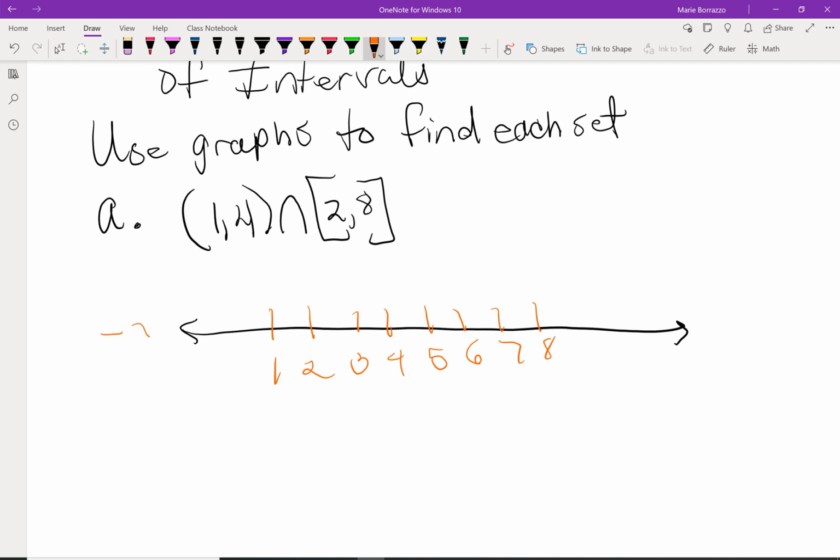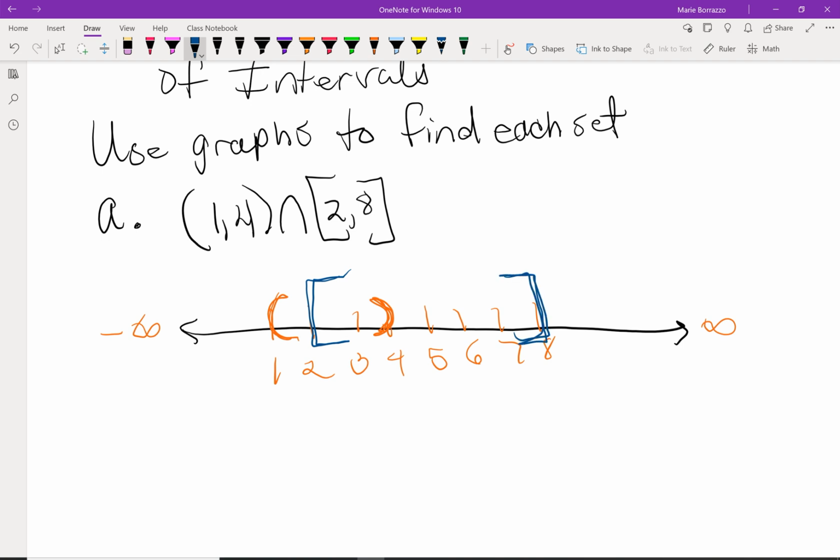Here's negative infinity. Here's positive infinity. And so the 1, 4 are not inclusive. Here's 1, 4 not inclusive. Okay, and let's use a blue color for the 2, 8. The 2 is inclusive. The 8 is inclusive.